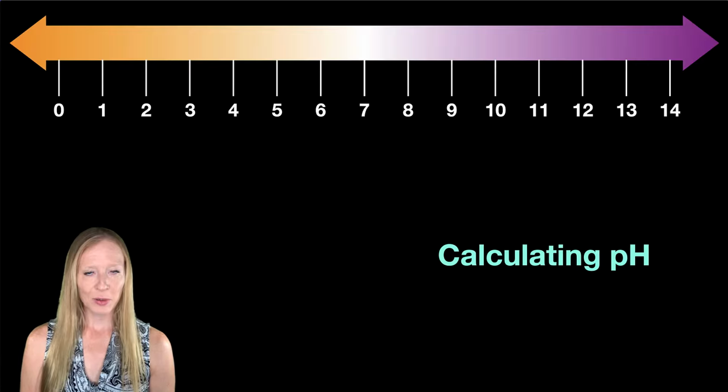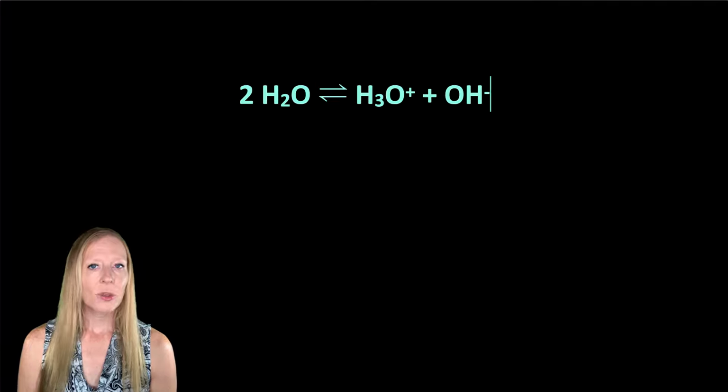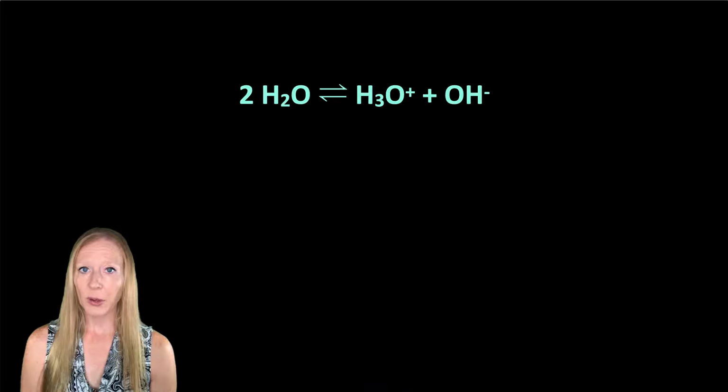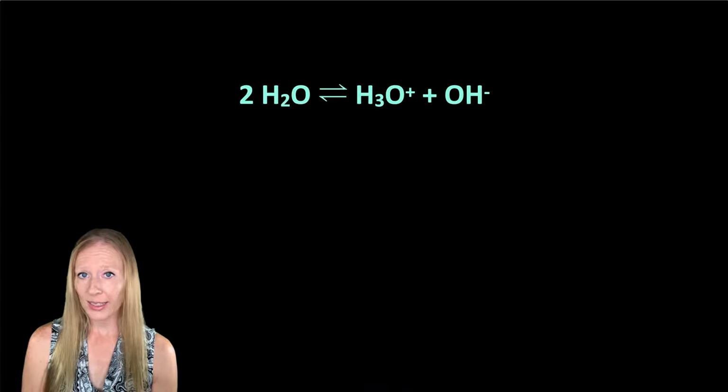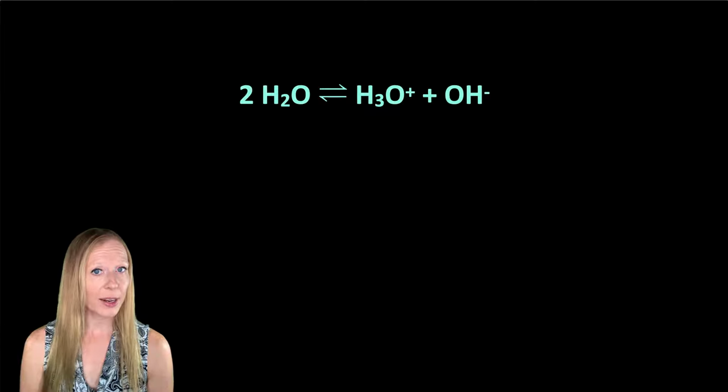Now that we have a little familiarity with chemical reactions, let's look at another chemical reaction. And this time, we are looking at the dissociation of water. What actually happens is this. Two molecules of water react to form a hydronium ion, H3O+, and a hydroxide ion, OH-.